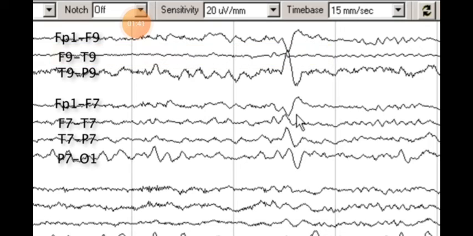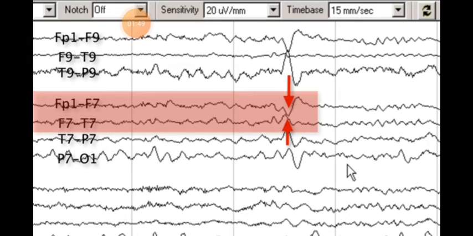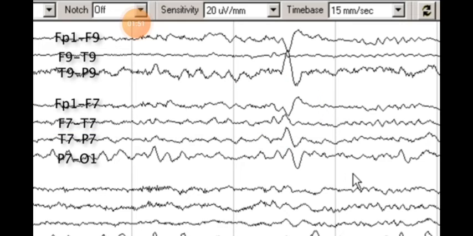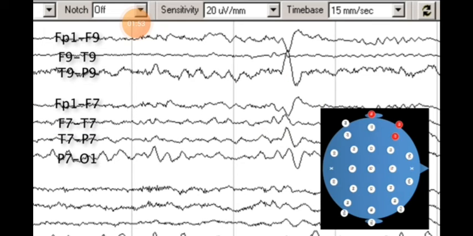Similarly, in the regular temporal chain, we see a downward deflection at FP1, F7, and an upward deflection at F7, T7, suggesting that this is electronegative at F7. Therefore, we would say that this is a sharp wave, or sharp and slow wave complex, with maximal negativity at F9, F7, and T9.